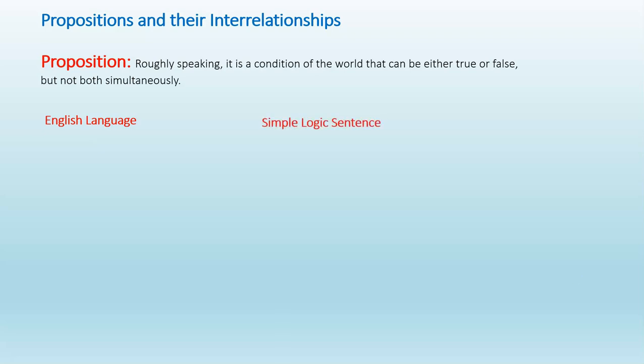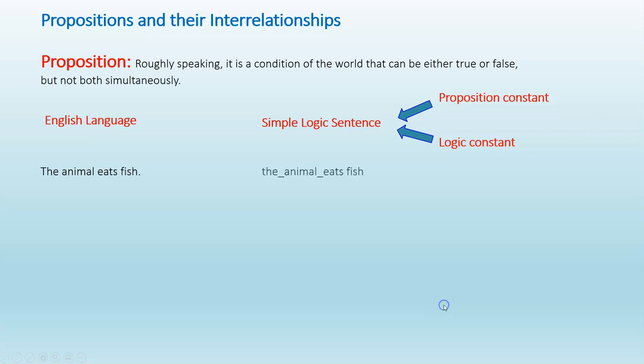So we're going to create some simple logic sentences from English sentences. Sometimes we call a simple logic sentence a proposition constant, and sometimes we call it a logic constant. I might use those terms interchangeably. So let's look at a simple example. The animal eats fish. That's an English sentence. In the way that we build logic sentences or proposition constants, we'll always use lowercase letters to start them off. So here's an example of how you might translate that.